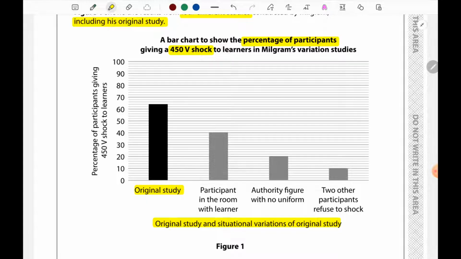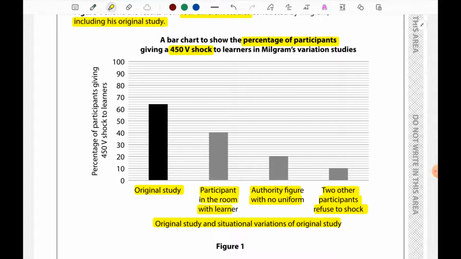So one variation is that the participant was in the room with the learner, which we saw was not the case in the original study. Another bar is representing an authority figure with no uniform. In the original study, the authority figure was wearing a laboratory coat, so in this variation he wasn't wearing it. And the last bar is showing 2 other participants refused to shock. So in the original study, there was no arrangement for other participants not providing the shock. But here, the participant was able to see 2 other participants who were refusing to give the shock.